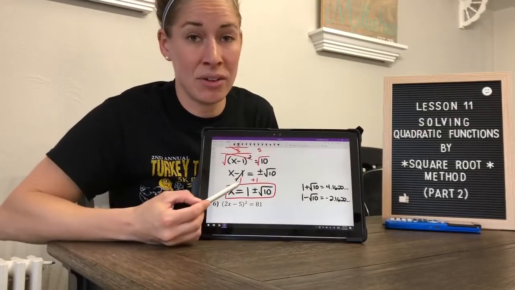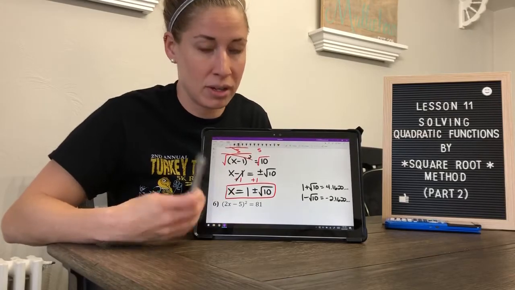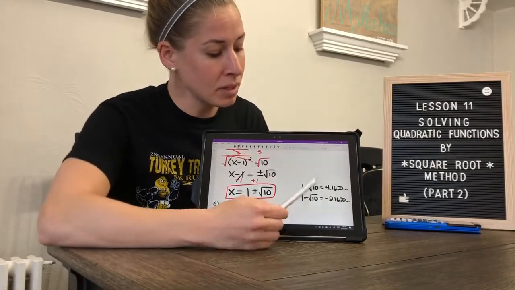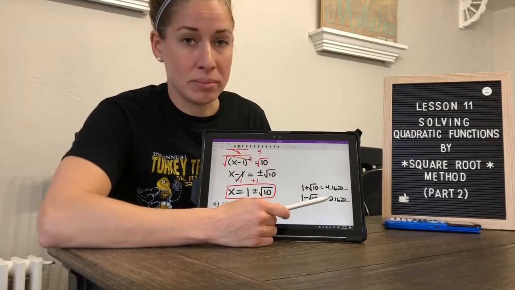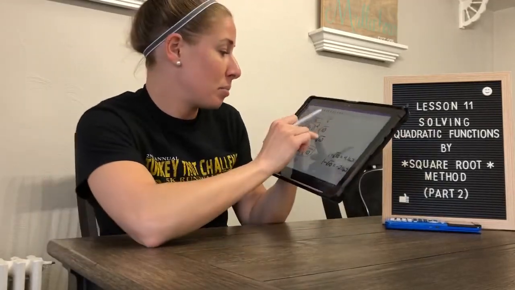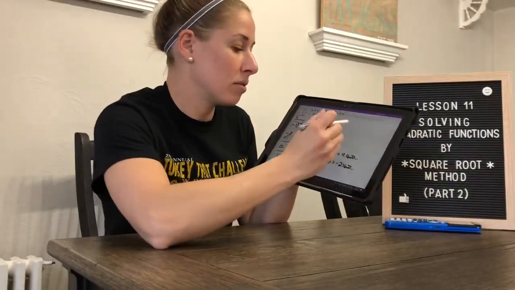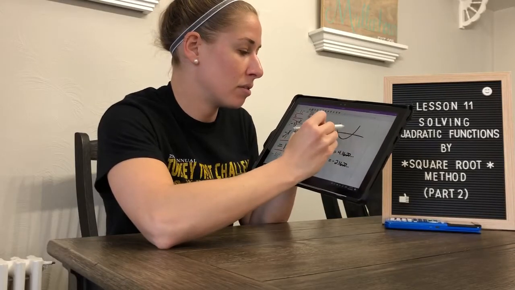You can leave it in radical form, which I would recommend that you get comfortable with because this will help you in Algebra 2 and later on. Or decimal form, okay? Either one is okay. Again, this parabola is opening up because the a value is positive. And so these values are just where it's crossing through the x-axis.